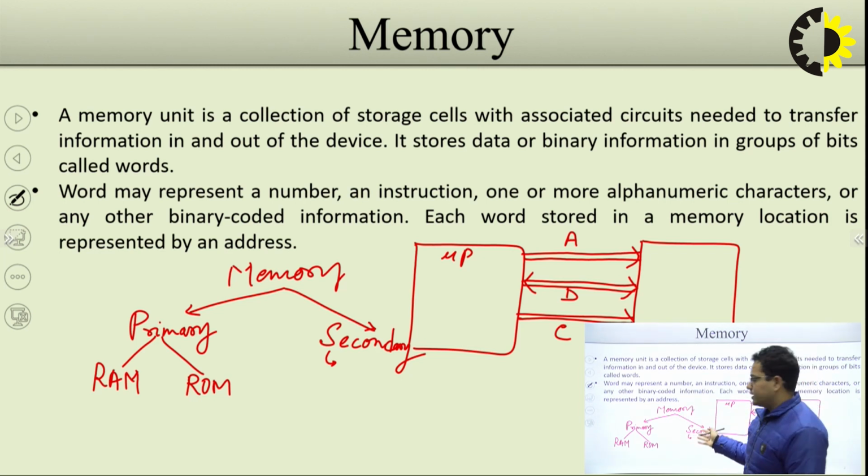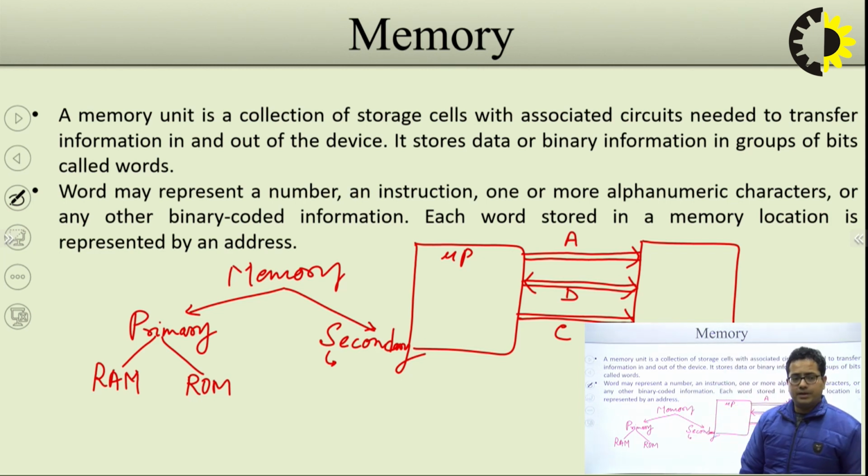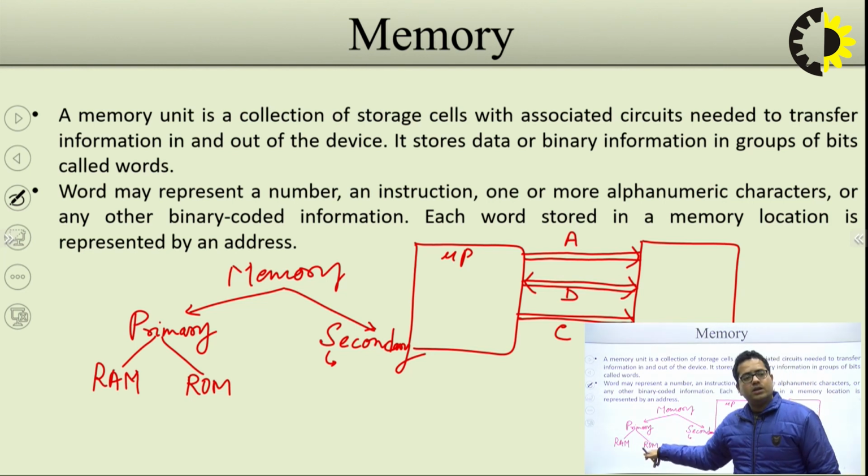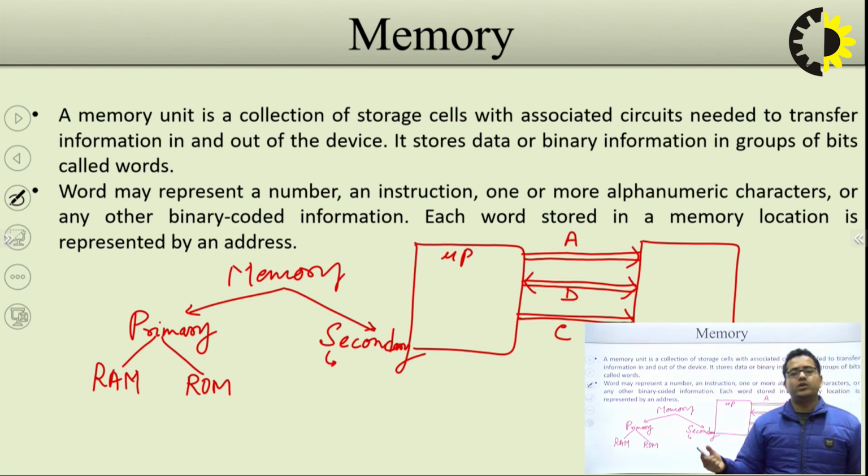So all these things come under the secondary memory. So these are the classifications of the primary as well as the secondary memory. Now with this, we have two types of primary memory, that is RAM and ROM. RAM is called random access memory, ROM is called read-only memory.